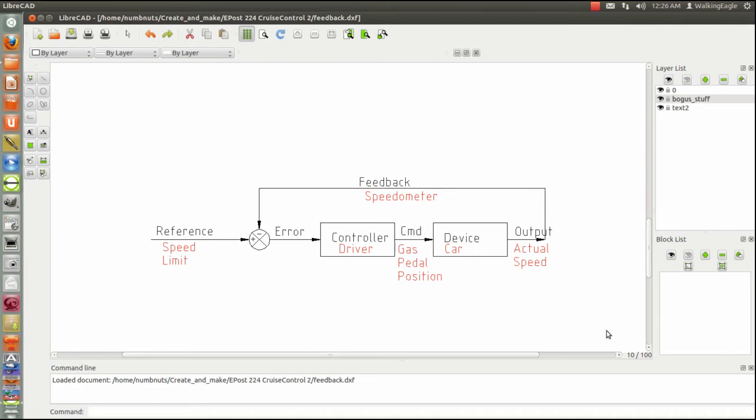As you remember, we started out with a model of a car, and then we replaced our driver with a simple control system, and it didn't really work last time. What we're doing is looking at the feedback, which is the speedometer. We're looking at the speed limit, which is going to be our set point. We subtract those two and end up with an error, and then we have this controller that's going to drive the command of the gas pedal.